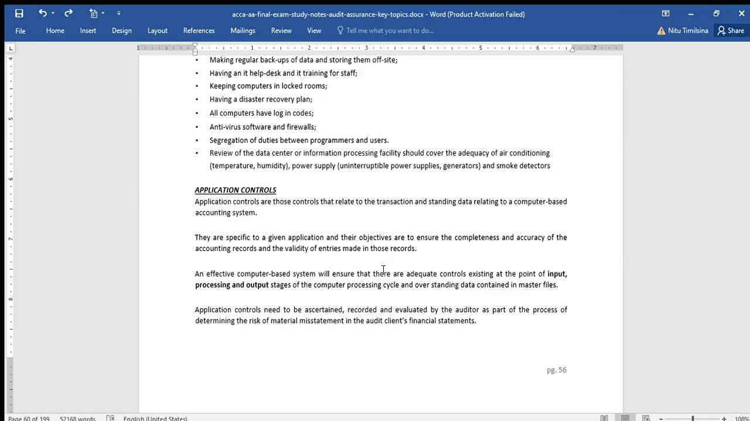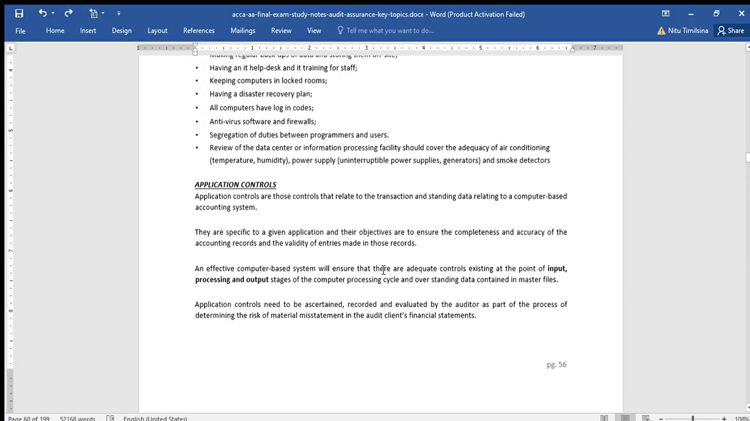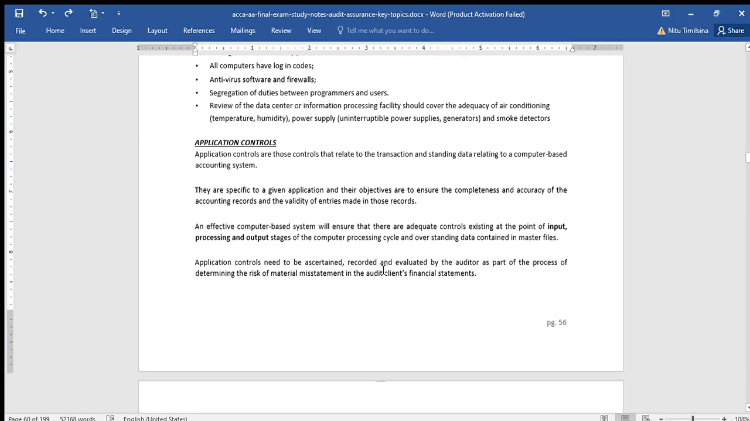Another control is application control, that is, specific to a transaction. Application controls are those controls relating to transaction and standing data in a computer-based accounting system. They are specific to a given application, and their objective is to ensure the completeness and accuracy of accounting records and the validity of entries made in those records.